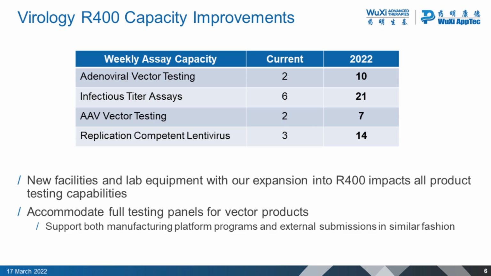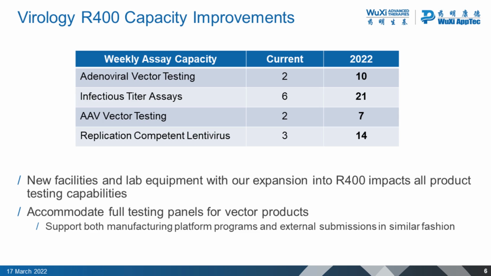Our adenoviral vector testing capacity is going from our current capacity of 2 starts per week to 10. Our infectious titer assays can go up to 21 per week. AAV vector testing can go up to 7, and then our replication competent lentivirus testing, which is currently sitting at 3 starts per week, is able to go up to 14 starts per week.